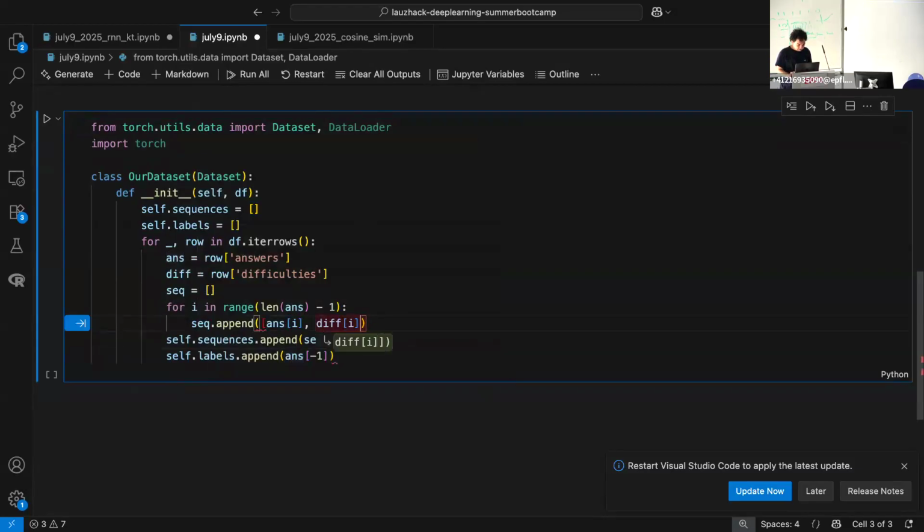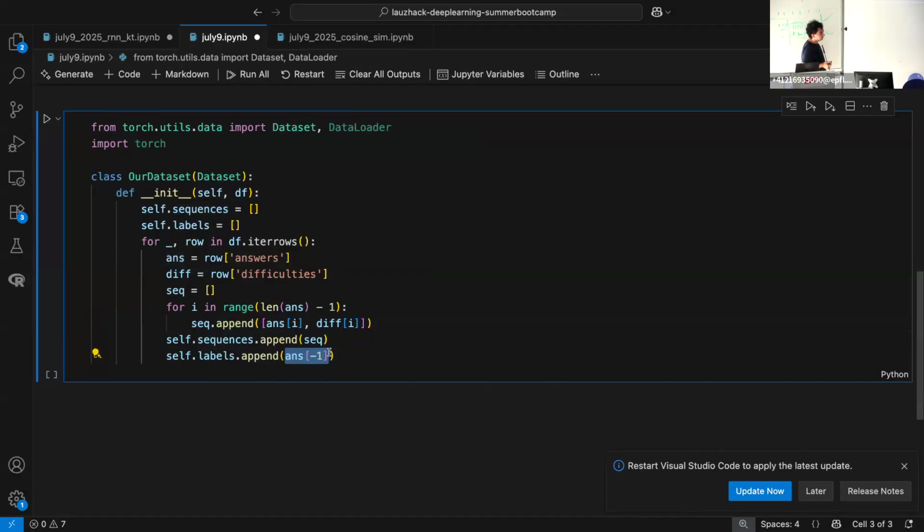Here it's also better to make them arrays because it's always better to work with arrays in PyTorch. So these sequences that I made, I appended to the whole array of sequences that I had, and then I added the last answer. -1 in Python means the last value of the array. So basically, it will get as input all of the time series of answers and difficulties, and will predict the last answer for me. Any questions here?